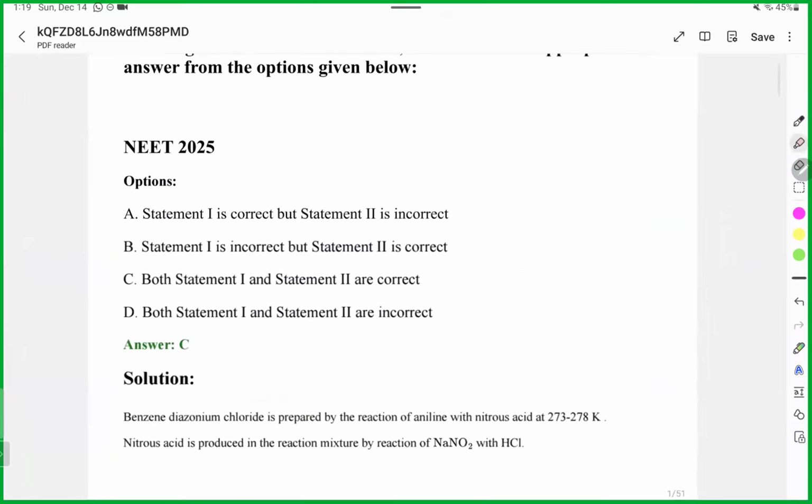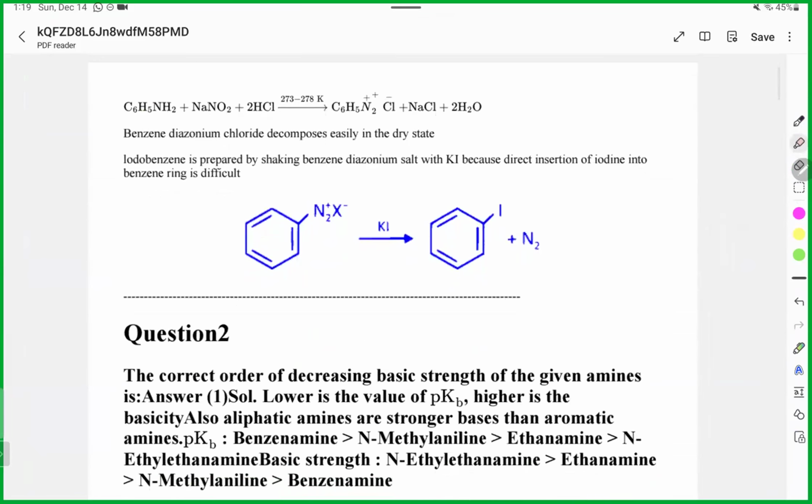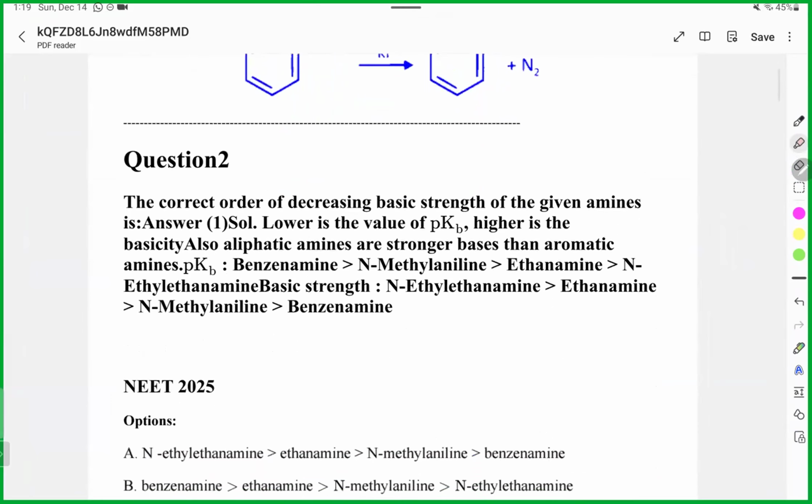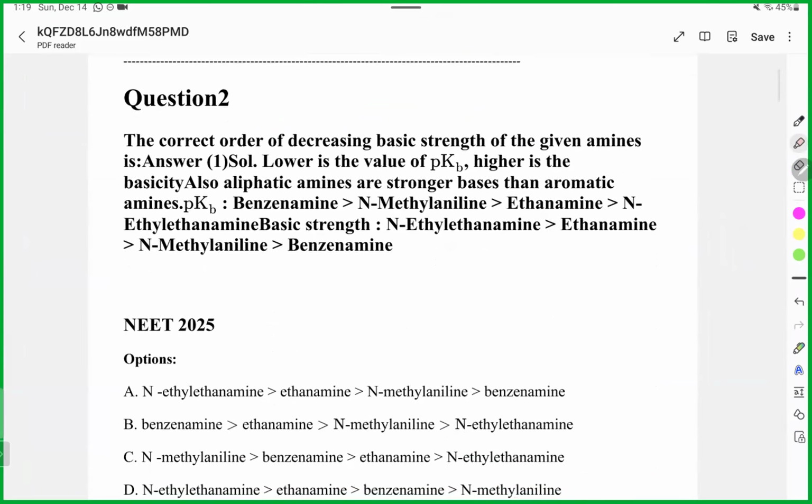NEET 2025 question. Wow. See again, ditto NCERT. Which is the correct order of decreasing basic strength of the amines? I will give you options. Tell me what is your answer.